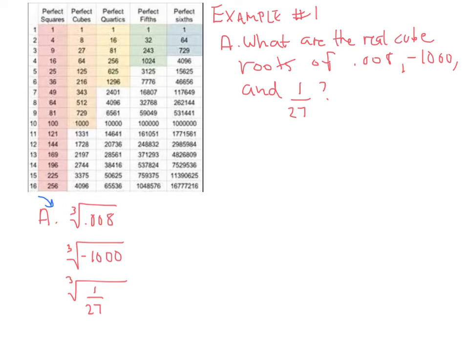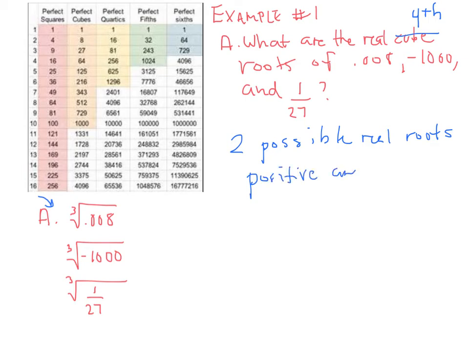Now be careful, because this question could also be asked a different way. What if we said, what are the real fourth roots of these numbers? We would then know that there are two possible real roots to each of these values, fourth root, right? There's going to be one positive and one negative.